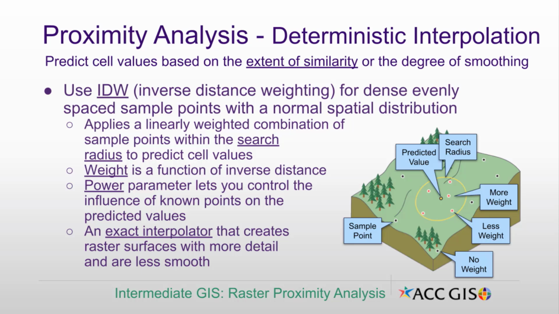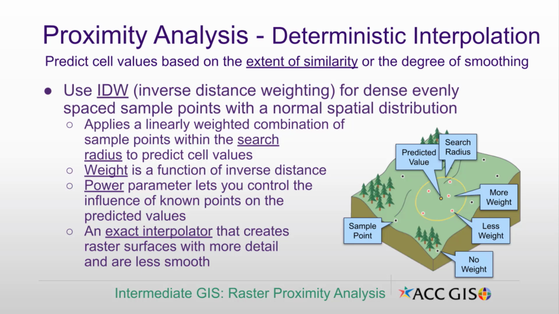IDW applies a linearly weighted combination of sample points within the search radius to predict cell values. Weight is a function of inverse distance away from the sample points within those search areas. The power parameter lets you control the influence of known points on the predicted values. I typically don't play with the power parameter too much unless my output raster really doesn't represent the surface that I'm trying to generate. Of course, IDW is an exact interpolator that creates raster surfaces with more detail and are less smooth.